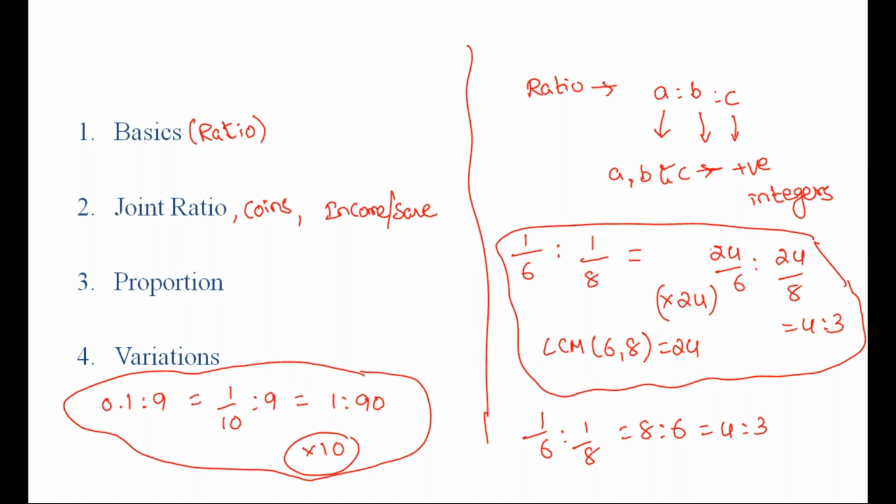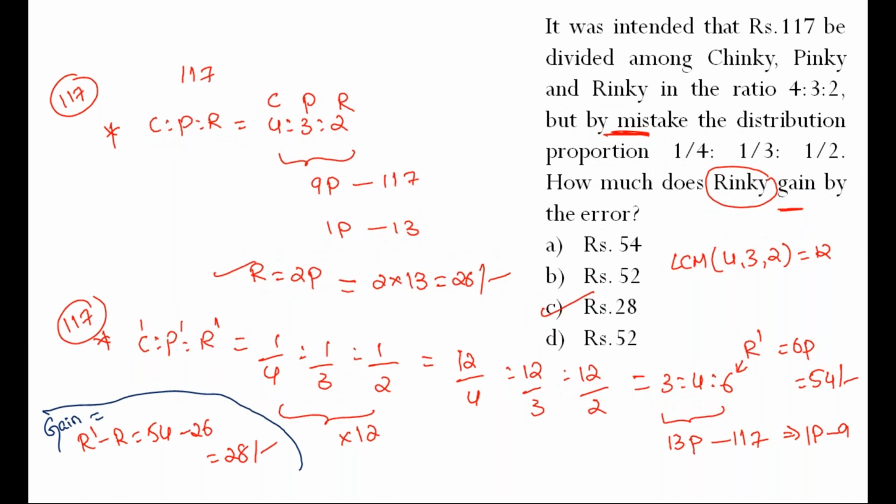It's not 52. The gain is simply 28 rupees. Originally, Rinky should get 26. Now she is getting 54. The extra amount is 28. Guys, is it clear for you right now? So see the basic point we just discussed, and that is helpful for you to solve the question. Okay, very good.